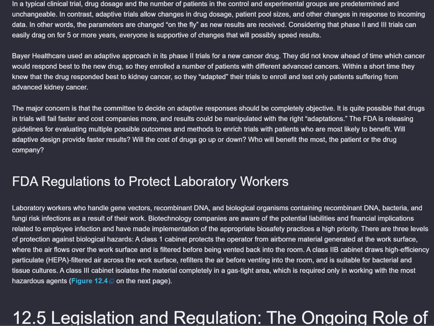In a typical clinical trial, drug dosage and the number of patients in the control and experimental groups are predetermined and unchangeable. In contrast, adaptive trials allow changes in drug dosage, patient pool sizes, and other changes in response to incoming data. In other words, the parameters are changed on the fly as new results are received. Considering that phase 2 and 3 trials can easily drag on for 5 or more years, everyone is supportive of changes that will possibly speed results.